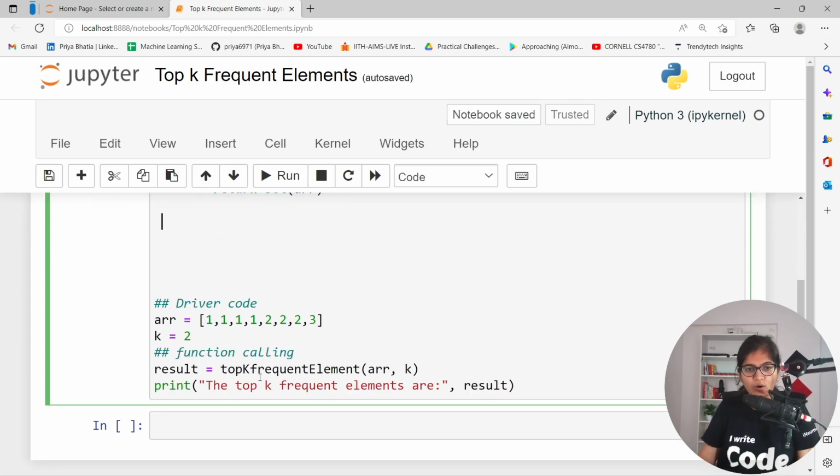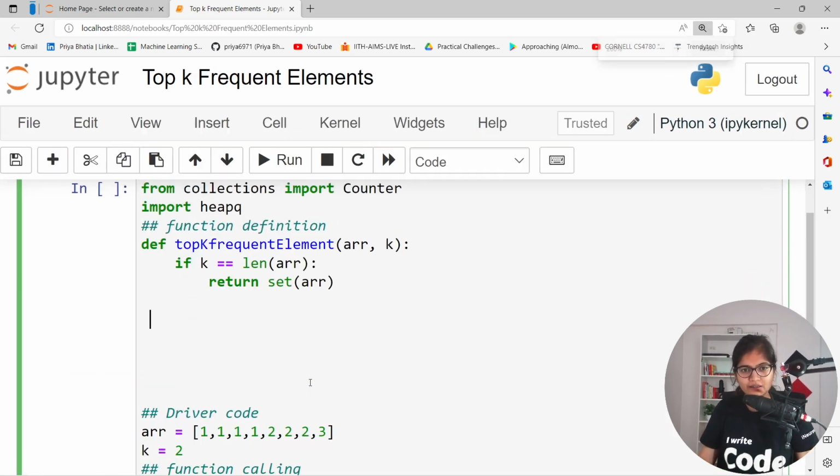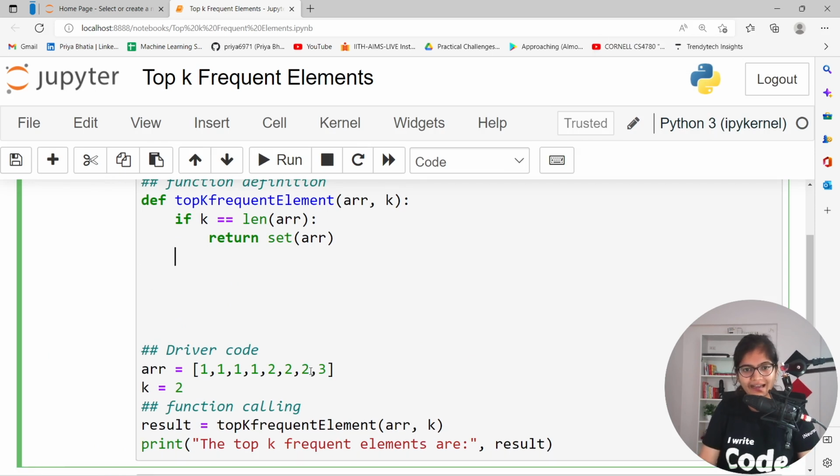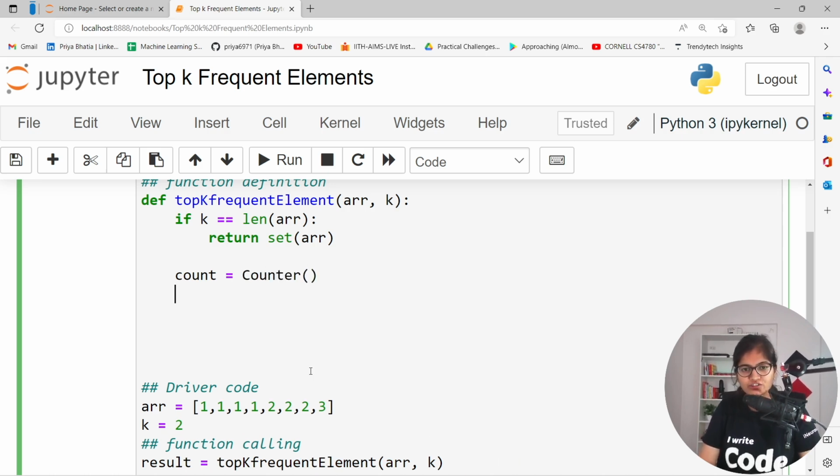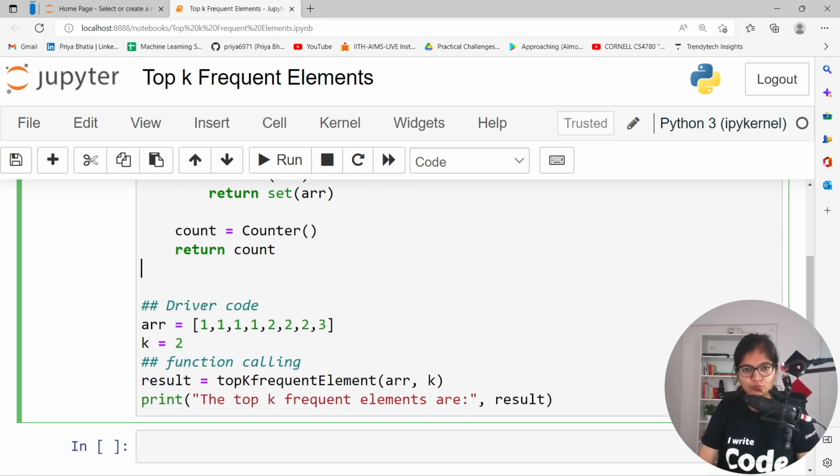Now what I can do here is use one variable simply called count, and I can call that function Counter. So this Counter function will give me a dictionary. Let me return the count and show you basically what this count will return to us.